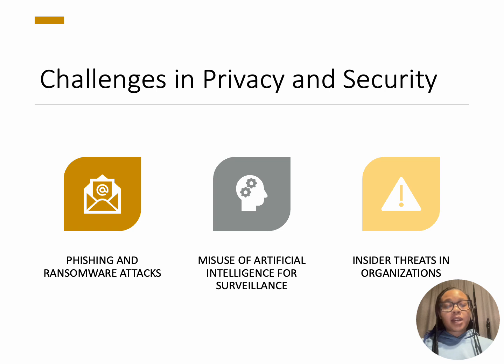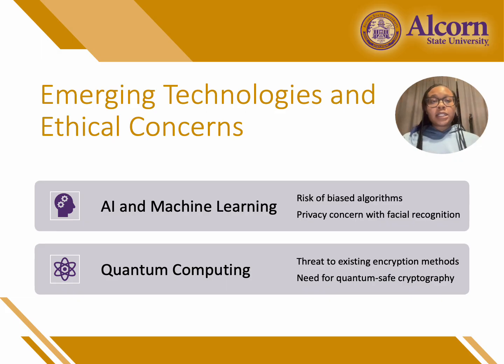Challenges in privacy and security. Some include phishing and ransomware attacks, misuse of artificial intelligence for surveillance, and also insider threats in organizations. Emerging technologies and ethical concerns. AI and machine learning: the ethical concerns are risk-based algorithms and privacy concerns with facial recognition. Quantum computing: the risks are threats to existing encryption methods, and a need for quantum-safe cryptography.